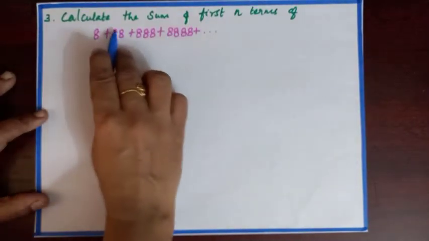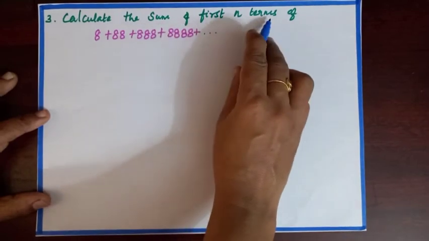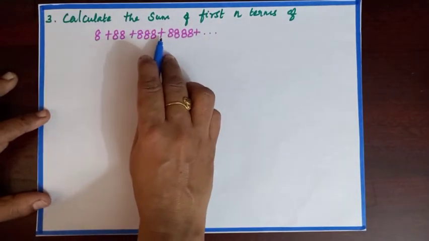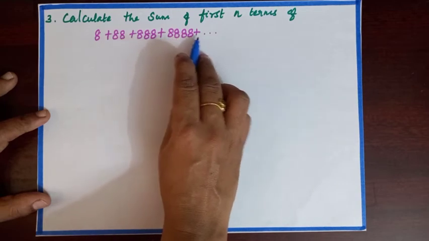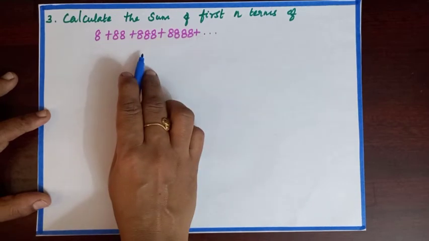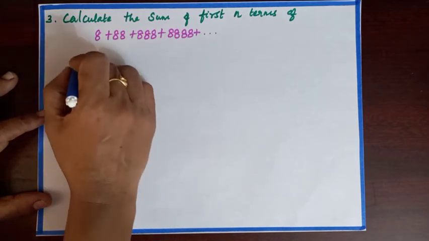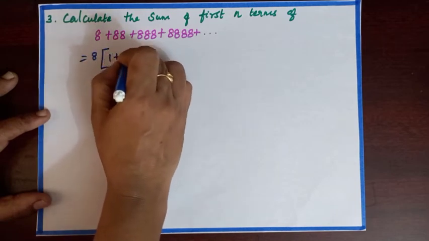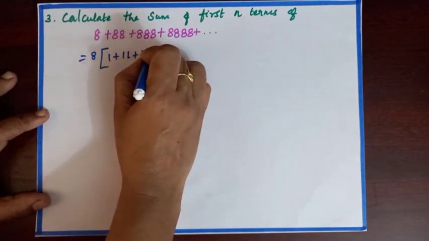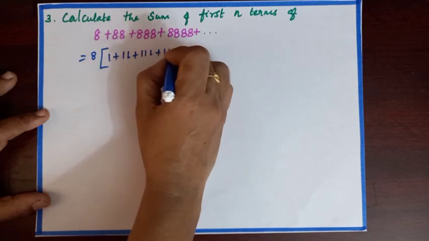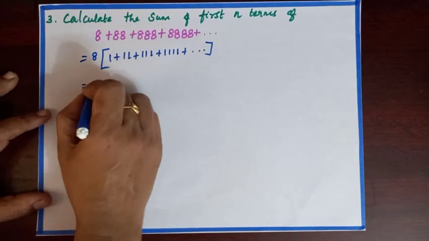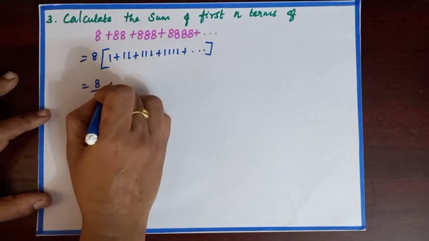Question number 3. Calculate the sum of first n terms of 8 plus 88 plus 888 plus 8888 plus dot dot. Already you have learned this type of problem in 10th grade. It's a very easy problem. First what you have to do, we have to take 8 commonly out. Then we get 1 plus 11 plus 111 plus 1111 plus dot dot. Next we need to multiply and divide by 9.